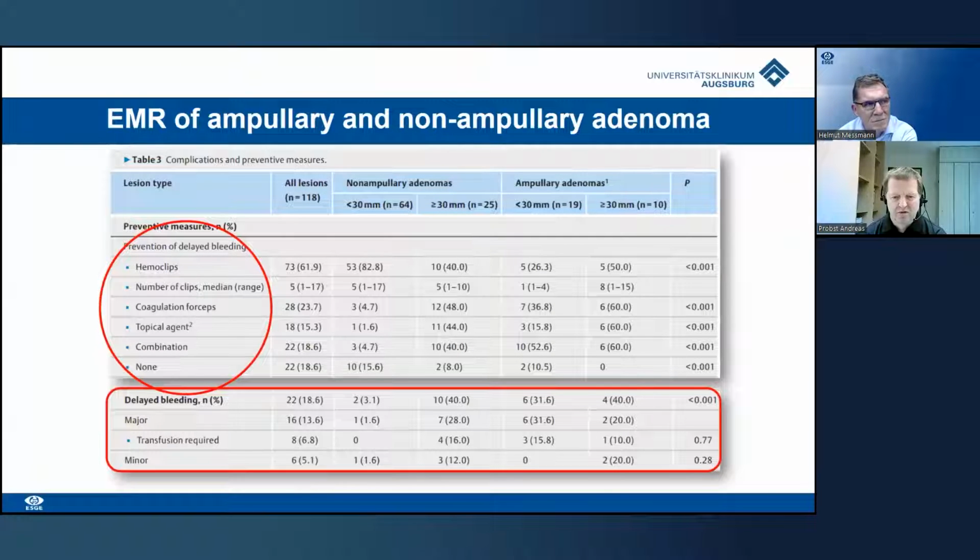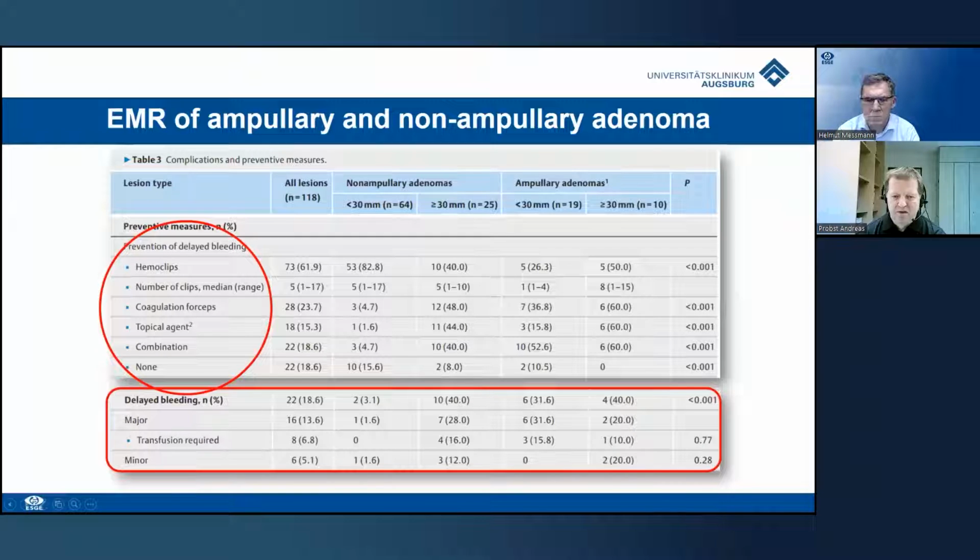And what did we achieve with this strategy? Despite this extensive use of clips and coagulation and topical agents, we had delayed bleeding in nearly 20%, and 14% were major bleedings.